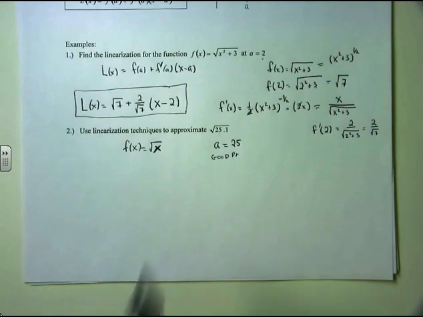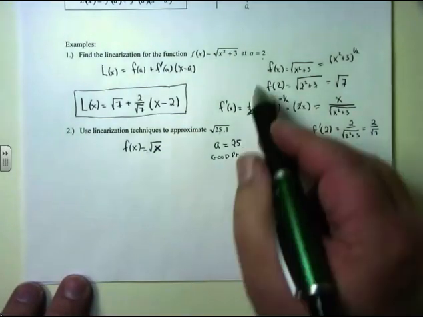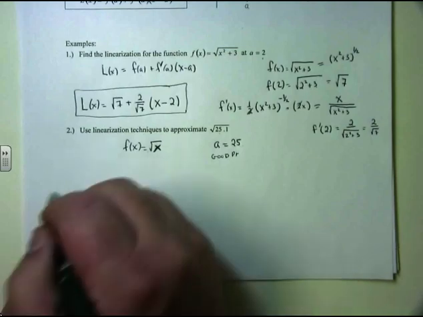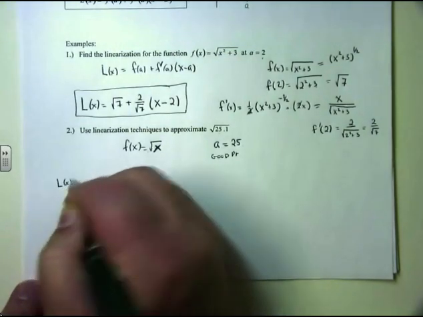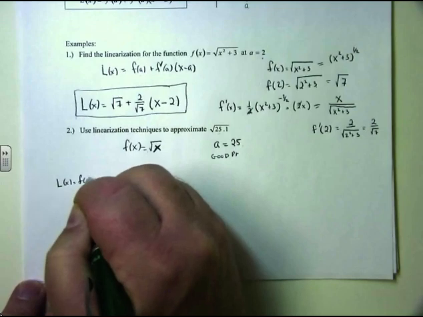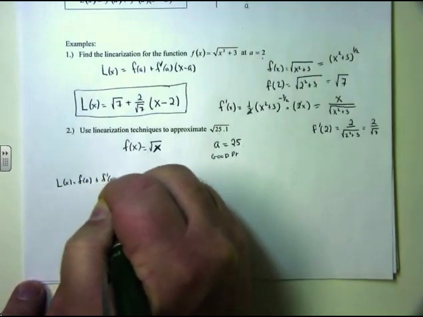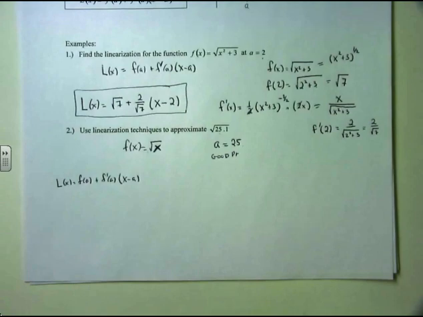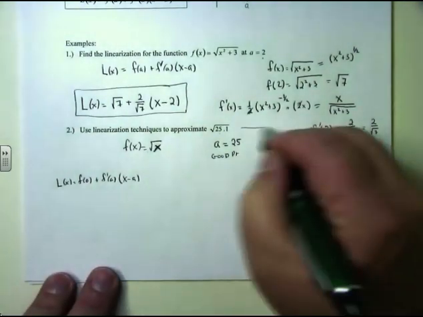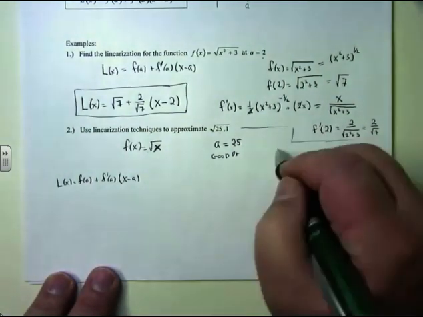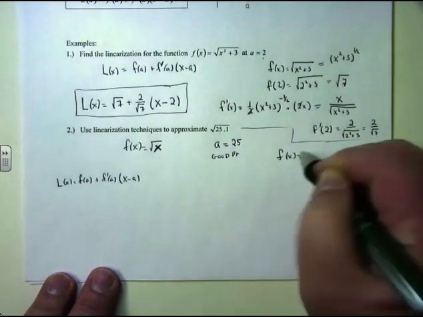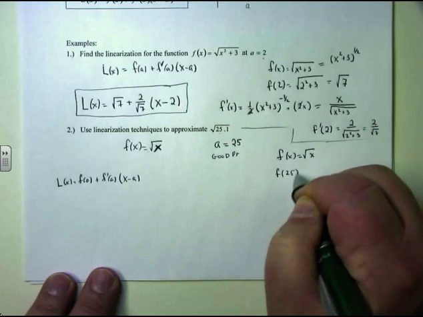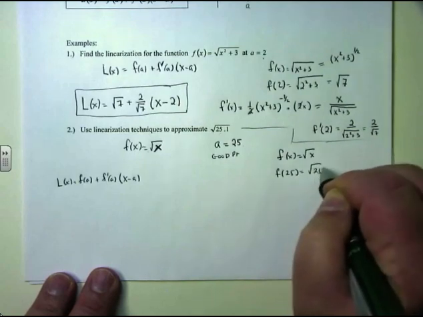Now, here's my function, here's my A. We're going to do exactly what we did up here. We're going to find the linearization equation of this guy. So L of x would be equal to f of A plus f prime of A times x minus A. Memorizing our formula here. I'm going to draw my little line down here so we don't get confused. F of x is the square root of x. So f of 25 is the square root of 25, which is equal to 5.